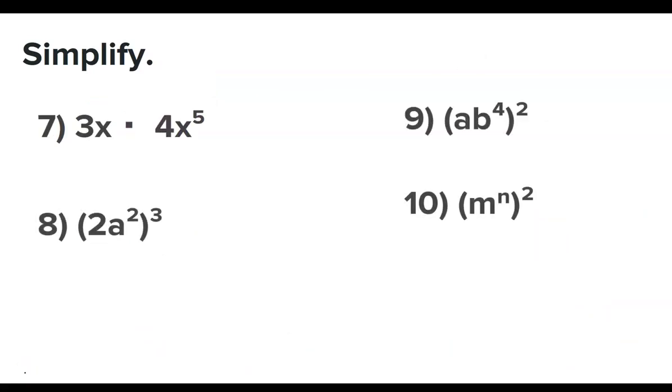Okay, so simplifying, you'll notice we have some letters thrown in there now. You can't depend on your calculator at that point then. So for number 7, we just want to combine like terms.